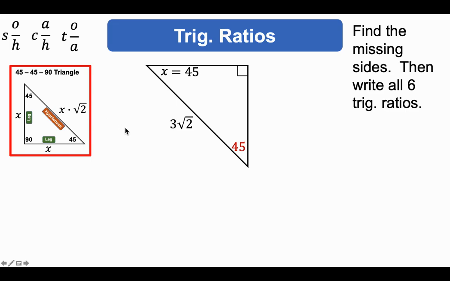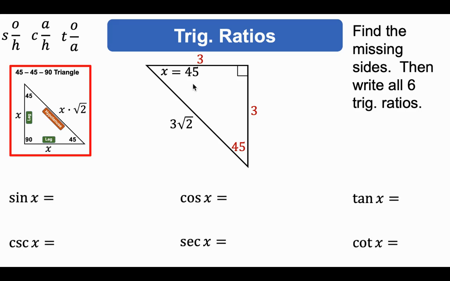And the side that I just gave you was the hypotenuse. So if I gave you the hypotenuse, if you remember, that's x times the square root of 2. So my x must be a 3, which means that these 2 sides must also be 3s. Now I have all 3 sides. So now I can start my trig ratios, right?